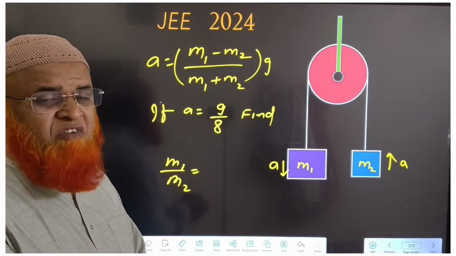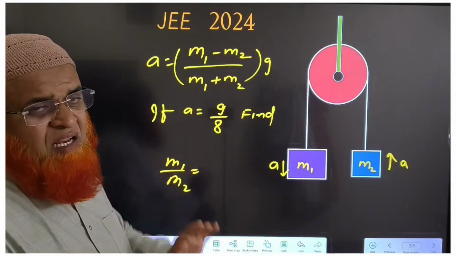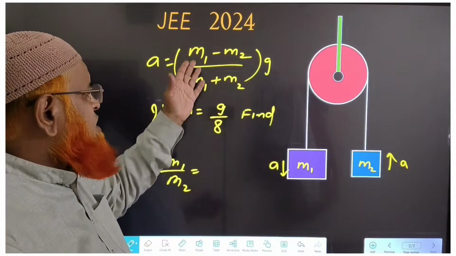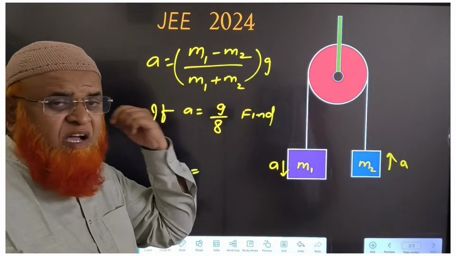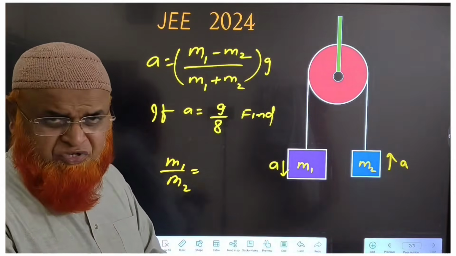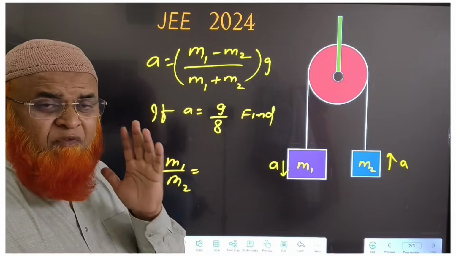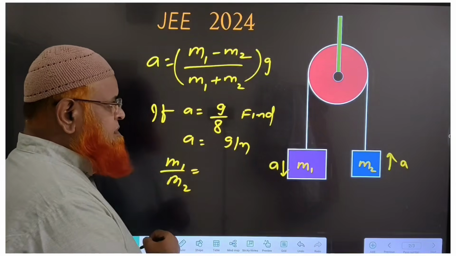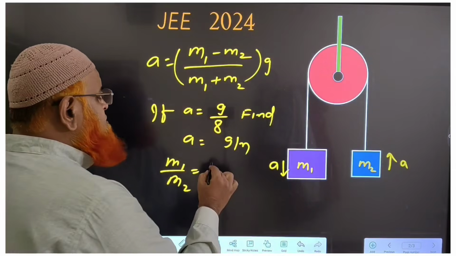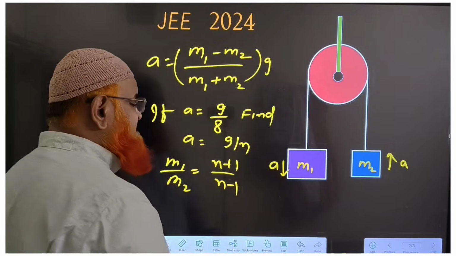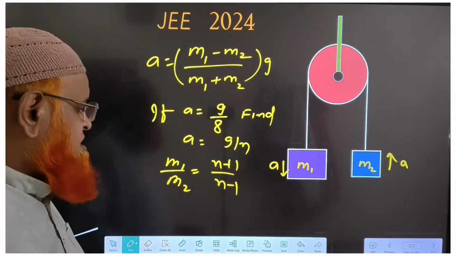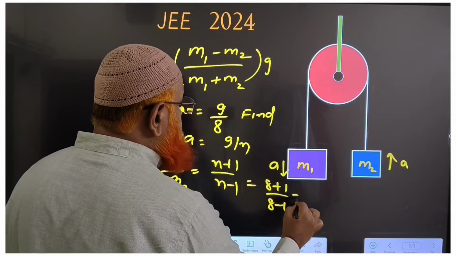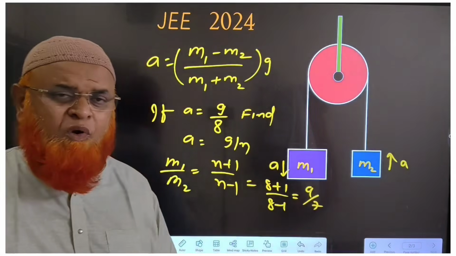This is a reverse question of Atwood's machine, and you know the formula for acceleration. Just substitute the value a equals g by 8 and you will get the ratio m1 by m2. He may give g by 8, g by 5, g by 6, g by 4, anything. I have got a shortcut which is called the speed physics series. If you consider a equals g by n, and I substitute and simplify, finally I get (n plus 1) by (n minus 1). This is our wonderful shortcut. So what is the n value? It is 8. So 8 plus 1 by 8 minus 1, which is 9 by 7. A wonderful shortcut method.